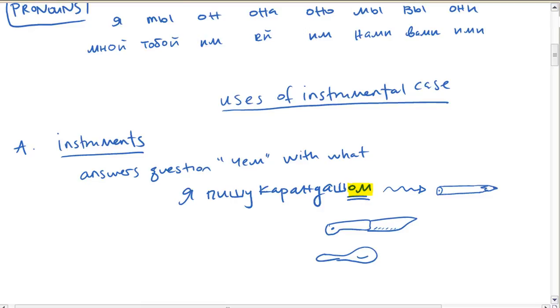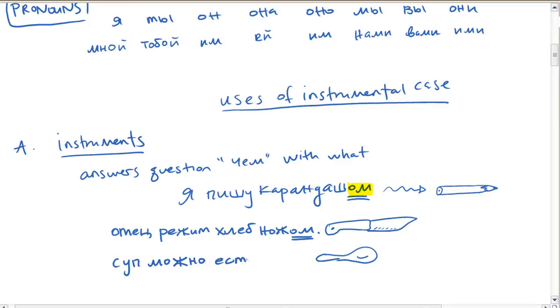So here we've got a knife, right? So you could say somebody's cutting something. Отец режет хлеб ножом, right? With a knife. So the father uses a knife to cut the bread. Or суп можно есть ложкой, with a spoon. So all of these instrumental endings are just indicating that the noun is the instrument being used to do something.